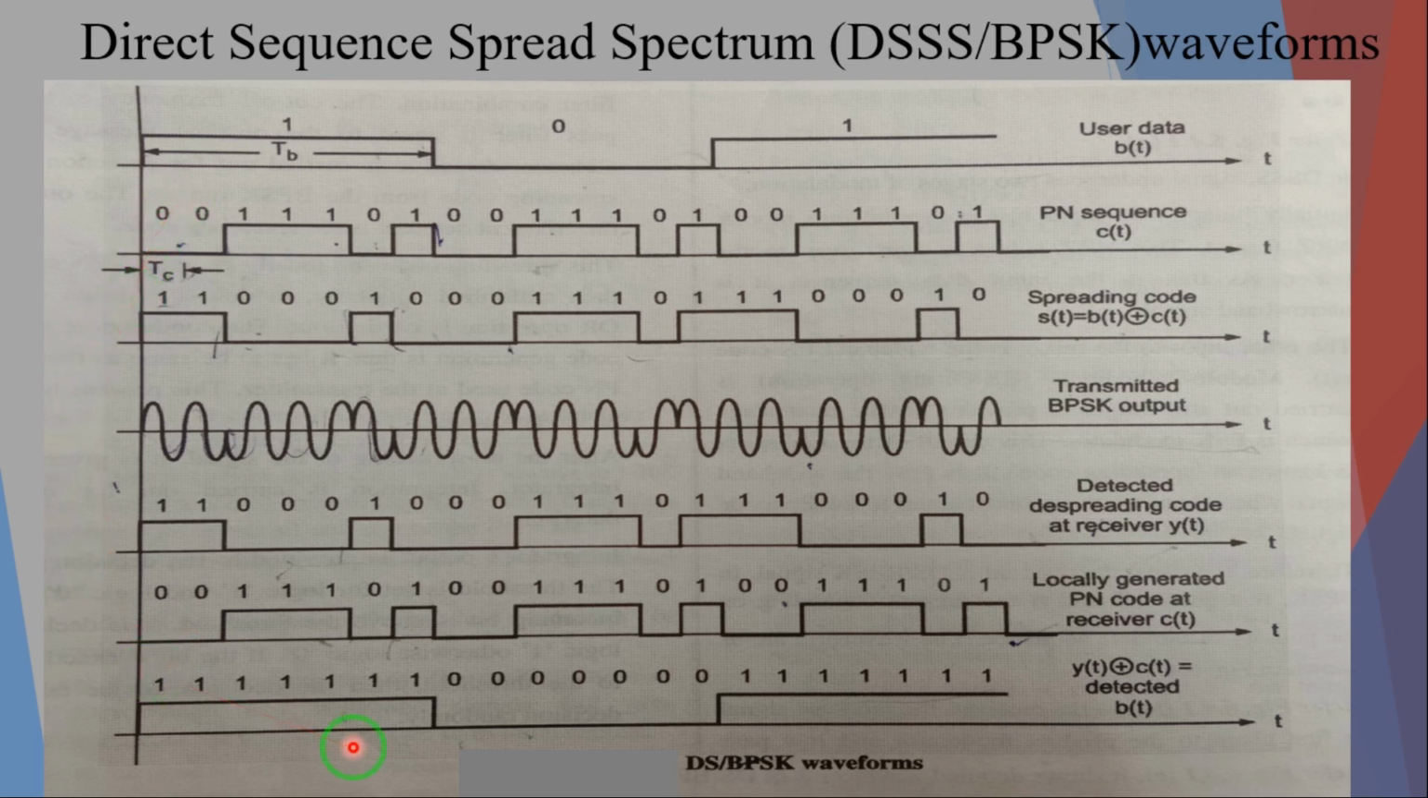And after this, we are going to do the XORing operation of Y of t and C of t, and you would get the estimated value or the detected B of t. See, this is the sent one, transmitted, and this is the received one. So I hope you understood the operation of direct sequence spread spectrum, its mathematical analysis and its waveform.